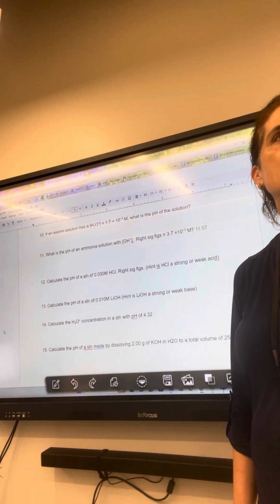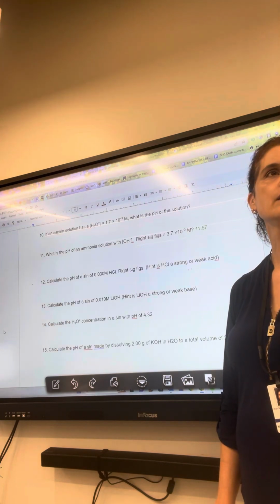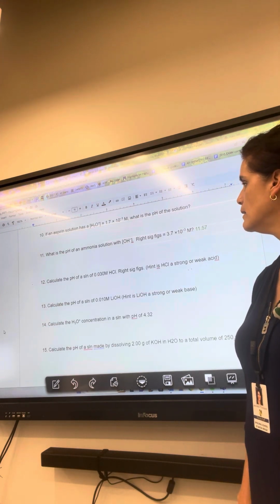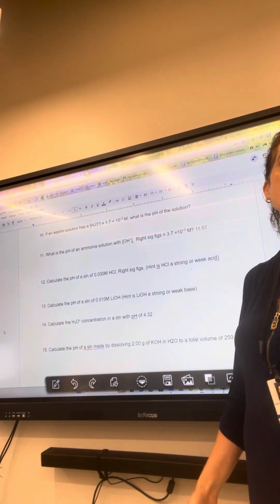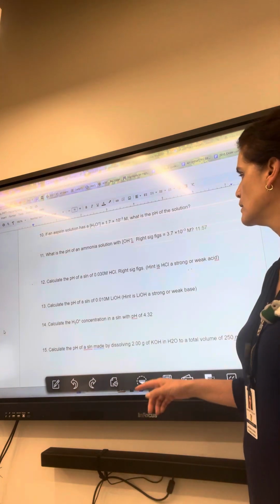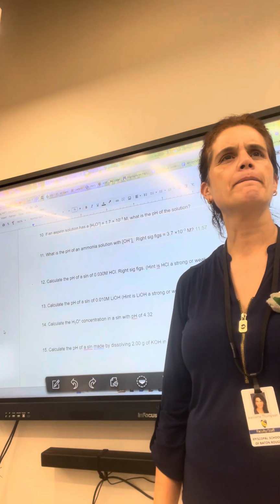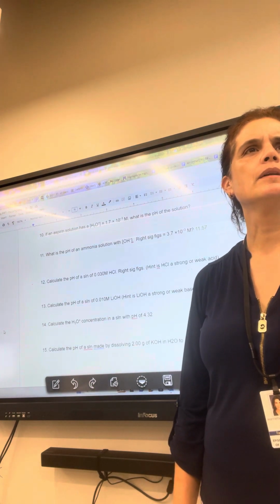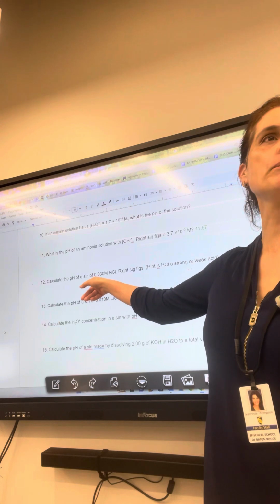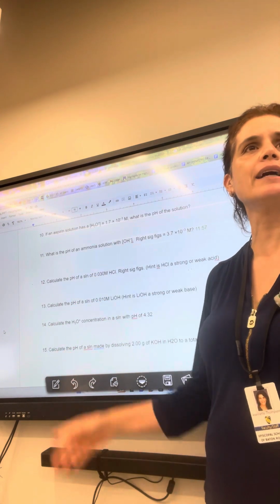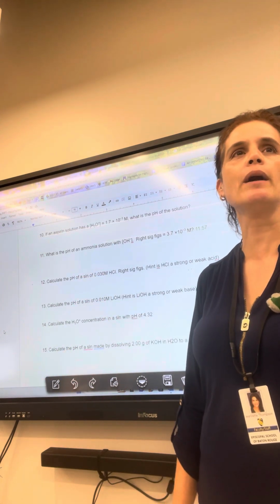Can you make it easier by converting 0.03 to scientific notation first? You can write it as 3 times 10 to the negative 2. But you can also plug in 0.03, negative log of that. You don't have to have it in scientific notation.